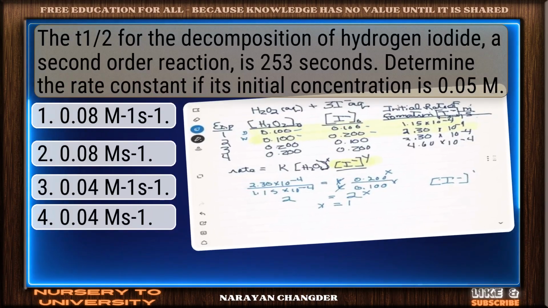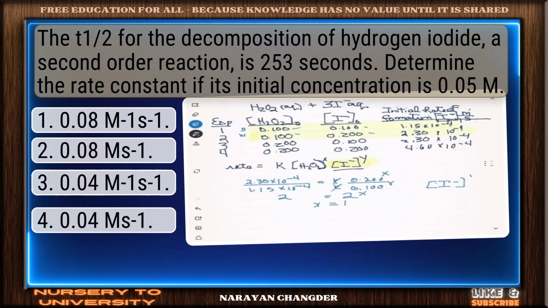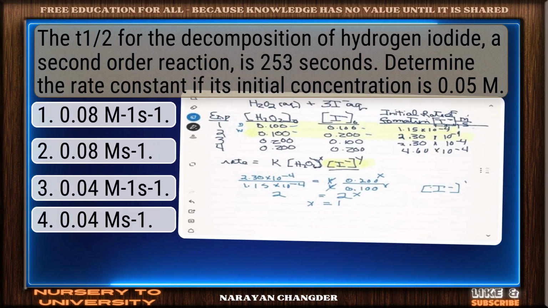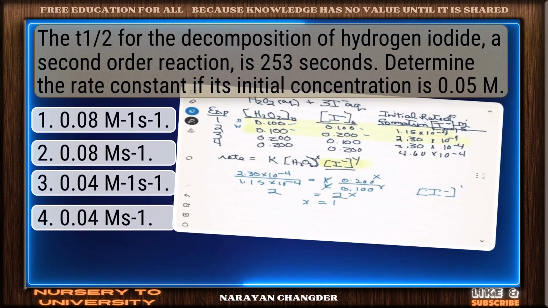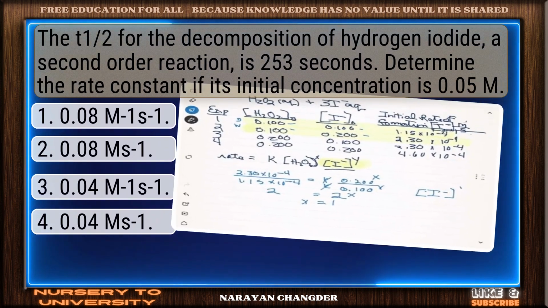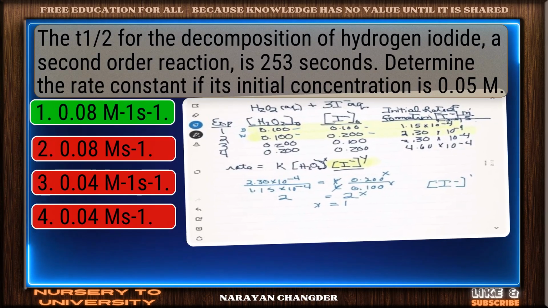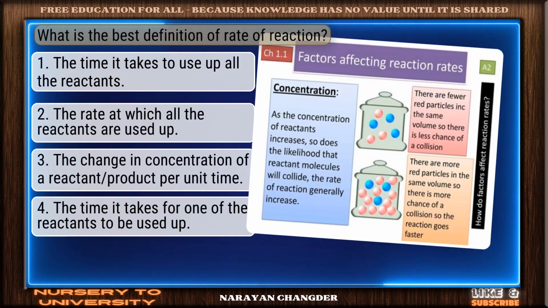The t1/2 for the decomposition of hydrogen iodide, a second-order reaction, is 253 seconds. Determine the rate constant if its initial concentration is 0.05 M. Option 1, 0.08 M^-1 s^-1. Option 2, 0.08 M s^-1. Option 3, 0.04 M^-1 s^-1. Option 4, 0.04 M s^-1. Nice, somebody made one. What is the best definition of rate of reaction?